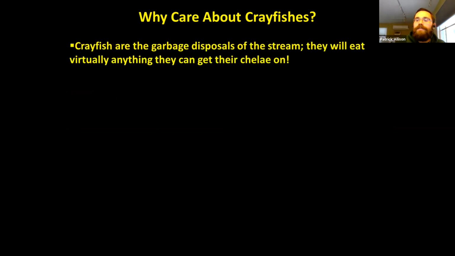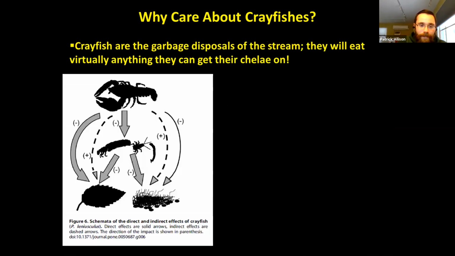And then the other most important thing about crayfish is that they are the literal garbage disposals of the stream. They will eat virtually anything they can get their little chelae on. Just as an example, the crayfish will eat aquatic insects, and the aquatic insects eat leaves, periphyton, algae, plants, etc. But then the crayfish will also eat leaves and periphyton, plants and algae, etc. So crayfish can control what's going on with both indirect and direct feeding on these different food sources.